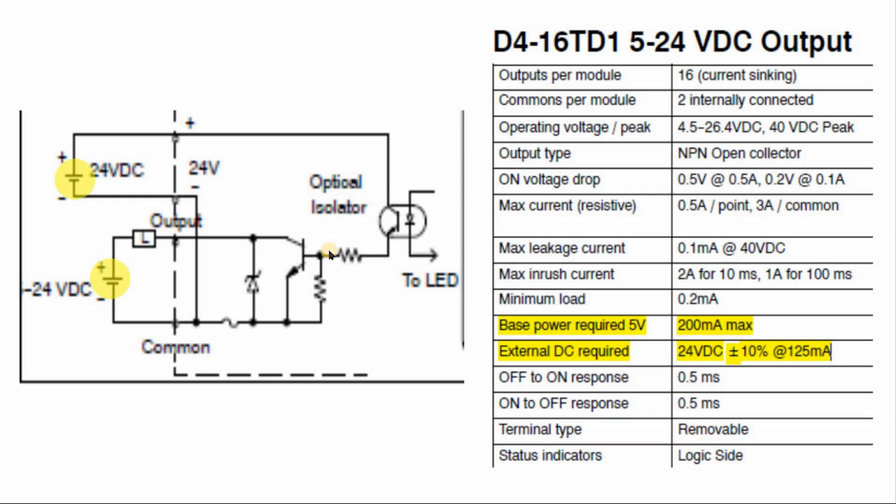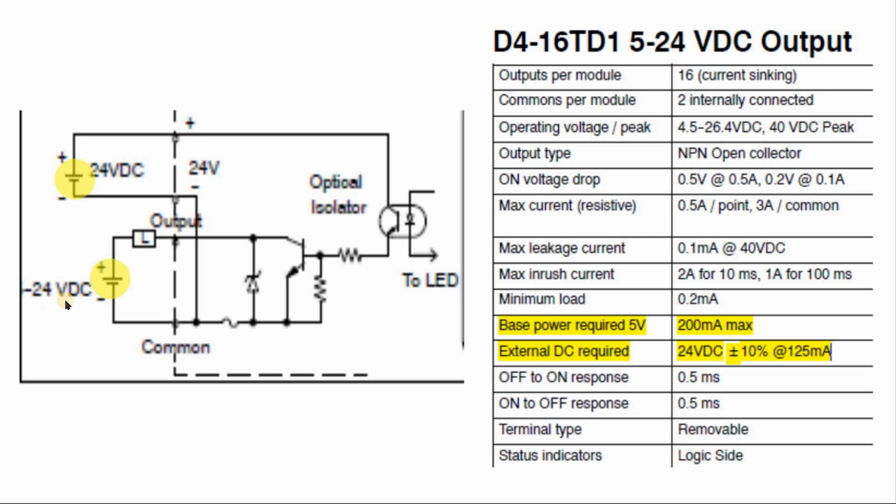Now you can see here something else also. The maximum current is 0.5 amps per point, but it's 3 amps common. That means this card has 8 channels and 8 channels. Other cards may be 4, 4, 4, 4. So assuming this card is 8 and 8, the common here is 3 amps for 8 channels.